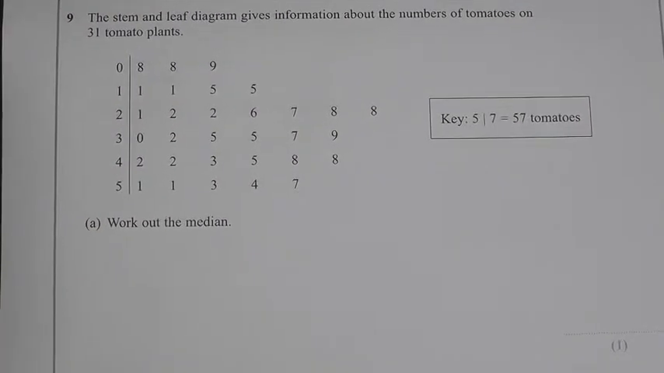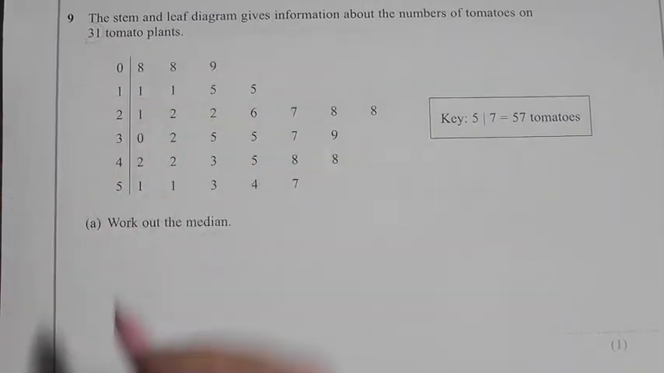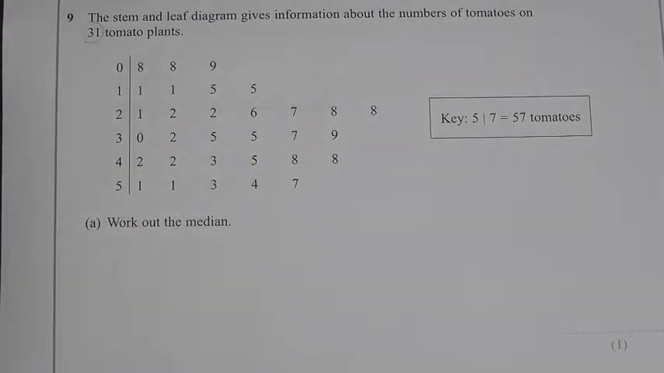For this stem and leaf diagram, you're asked initially to find the median. You can do that by crossing out the values from either end until you get to the middle, or because you're told that there's 31 plants, you could add 1 to that number and halve it, and it would take you to the exact position. So 32 divided by 2 is 16, and it will be the 16th place.